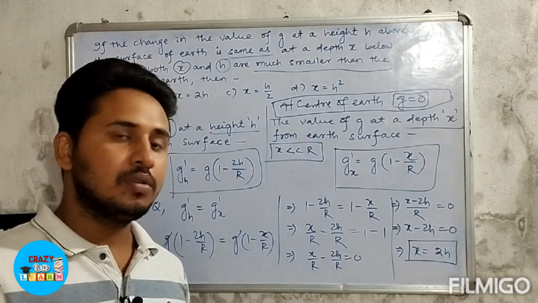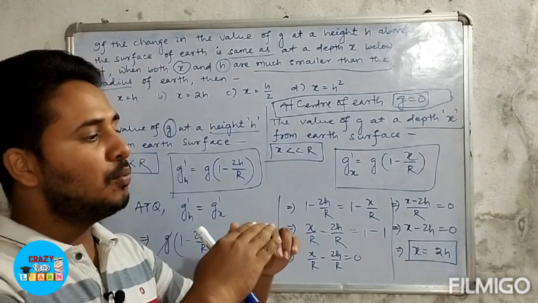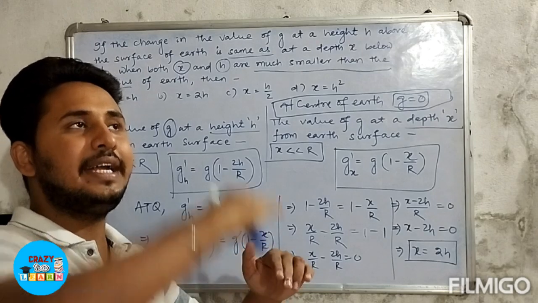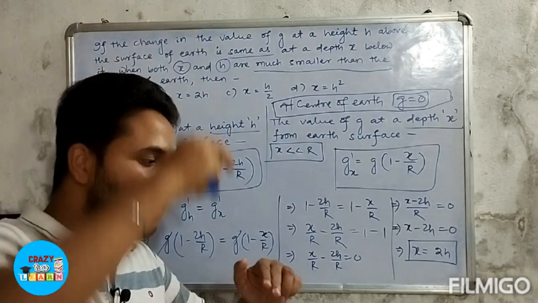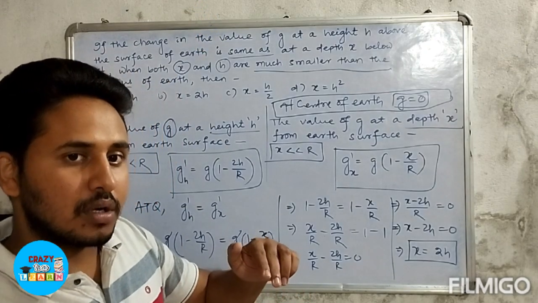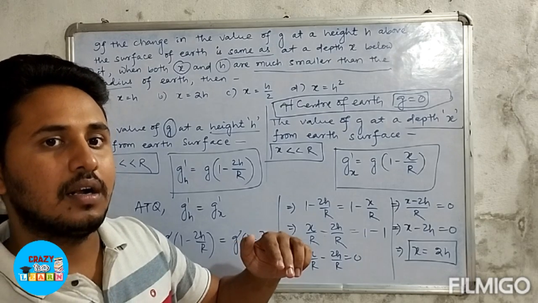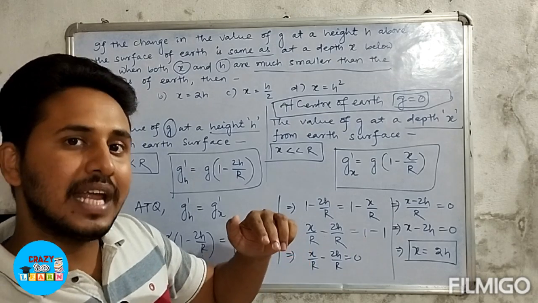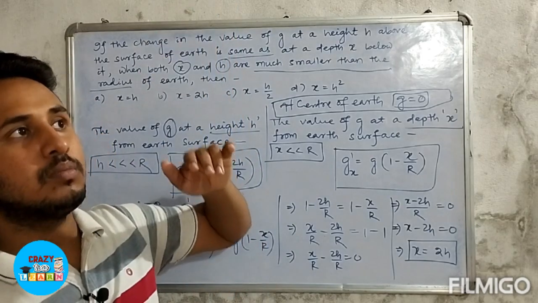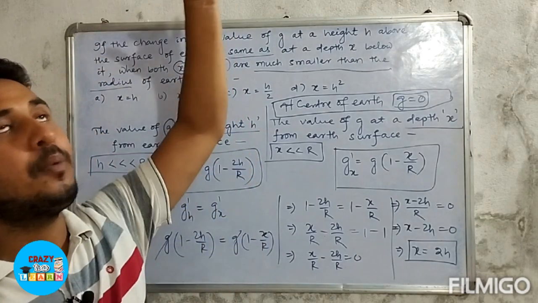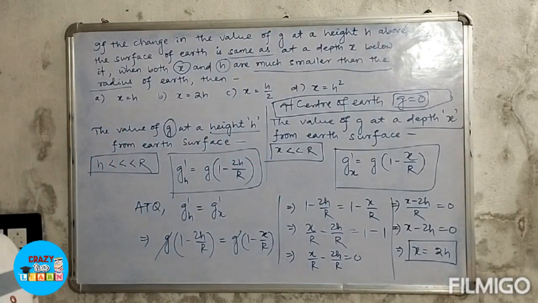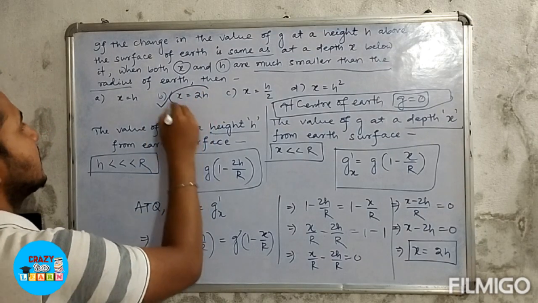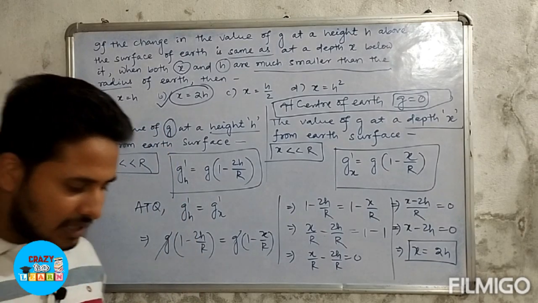2. If h is 1 kilometer, that means when you move 1 kilometer in height from the surface of the earth, what small g value will we get? When you move 2 kilometers deeper, at that place what g value will we get? Both g values, that means the g value at a height of 1 kilometer and the g value at a depth of 2 kilometers, are the same. Clear? So which one is the correct answer? x is equal to 2h is the correct answer. All are clear?